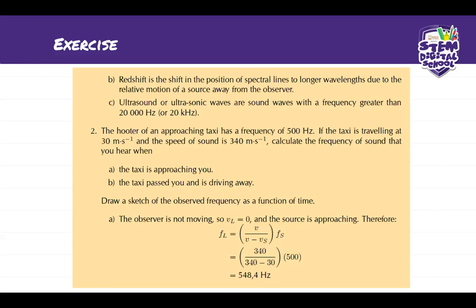Okay, so moving on, it says on number 2, the hooter of an approaching taxi has a frequency of 500 hertz. So the hooter of an approaching taxi has a frequency of 500 hertz. As you know, taxis are always hooting. So that's why this is a good example.